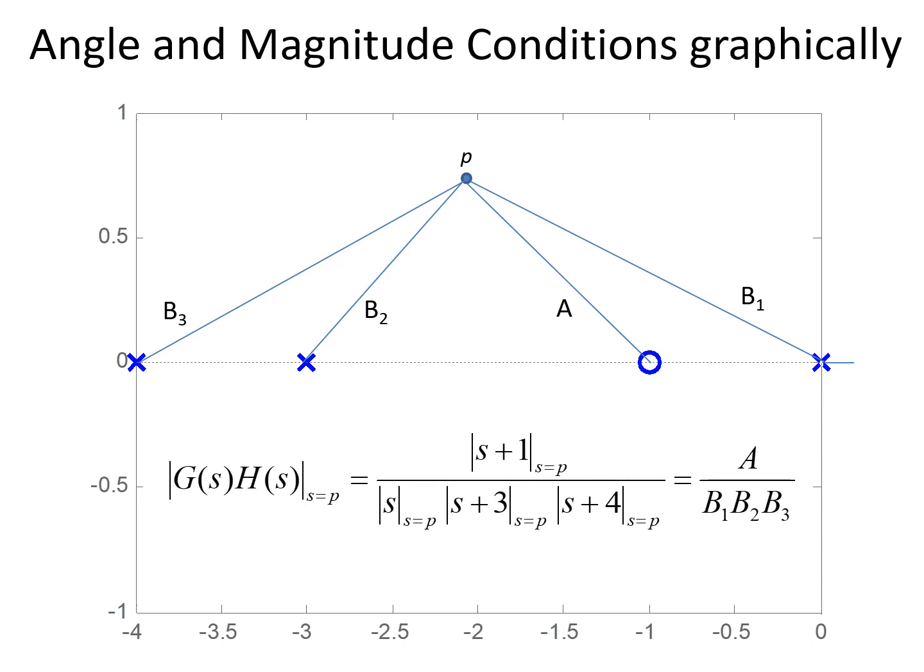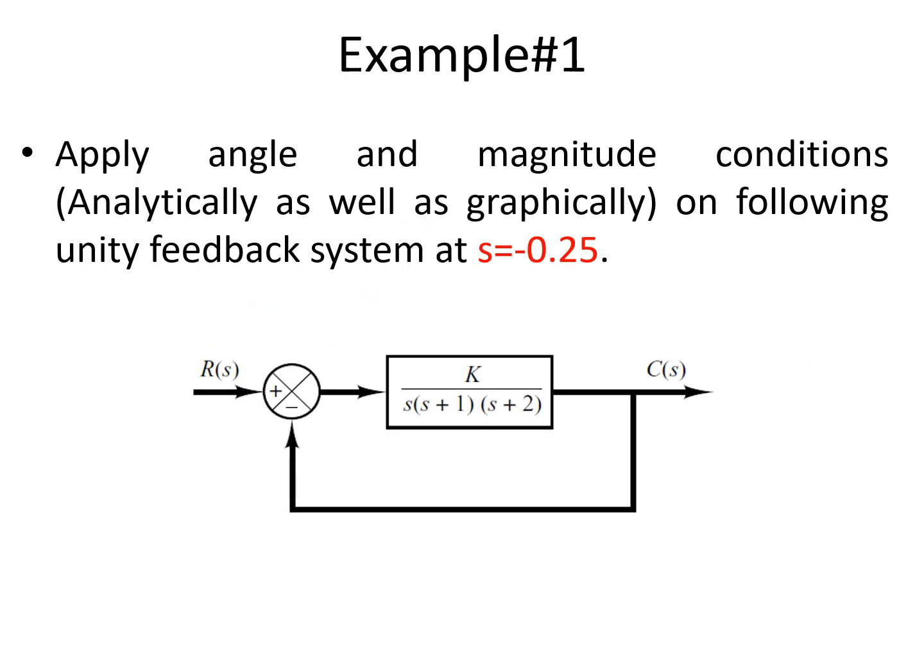So let's see how to determine this with an example in the next slide. Here an example is given, and the task is to apply the angle and magnitude conditions on the unity feedback system at some value of s. S is given as minus 0.25. This is the closed loop system we have, with open loop transfer function K divided by s into s plus 1.